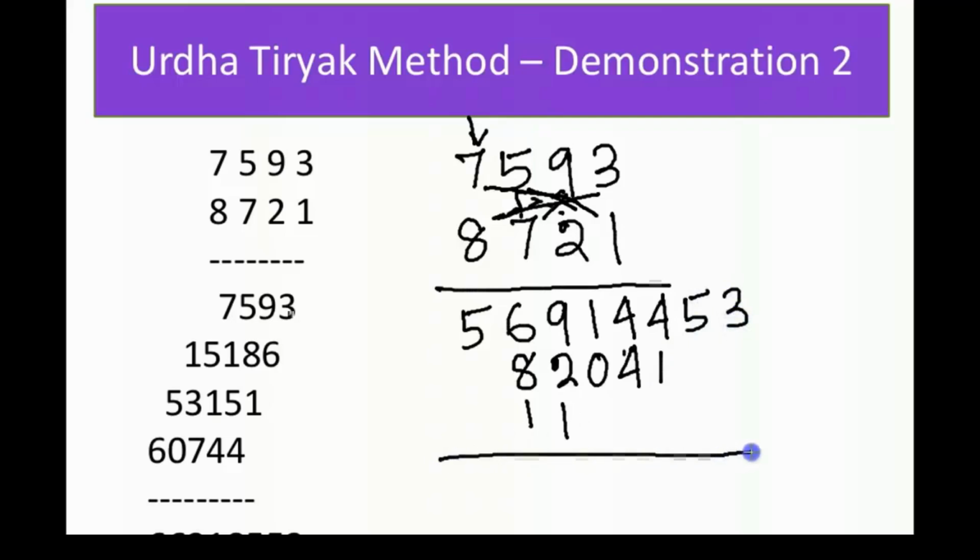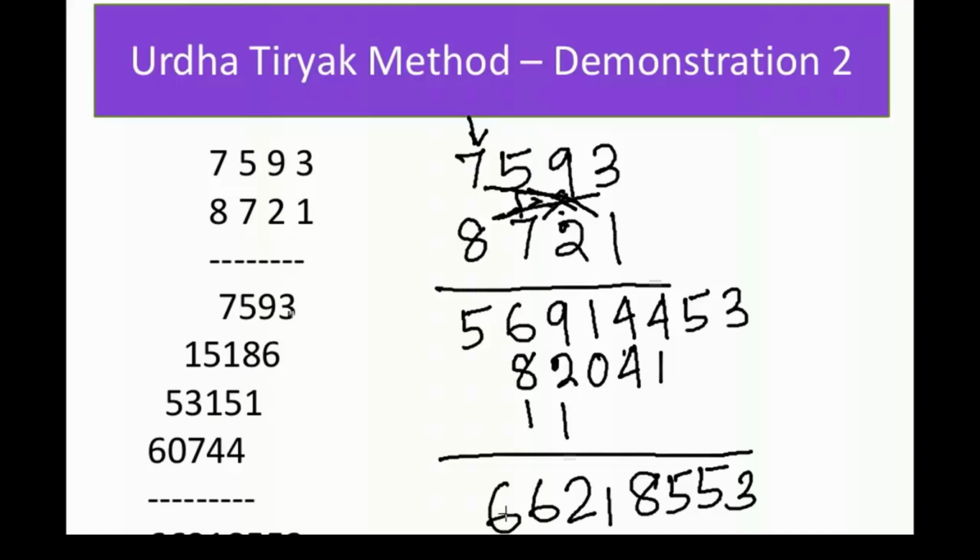Next thing is the two numbers: 9 ones are 9, 3 twos are 6. So 9 plus 6 is 15, right? 15. Next is 3 into 1, which is 3. That's all. Now if I add all these numbers, I get 3, 5. This is again 5, this is 8, this is 1. Then the carries are added up across each column.